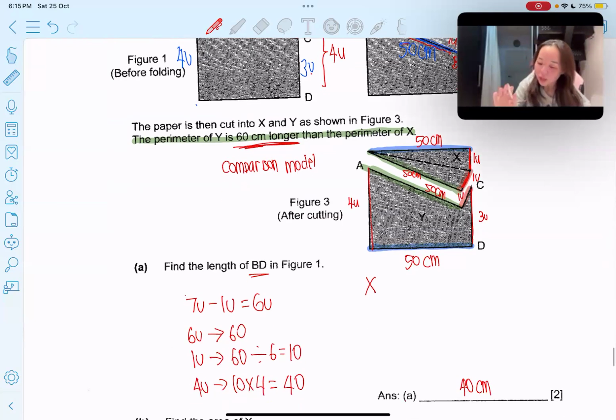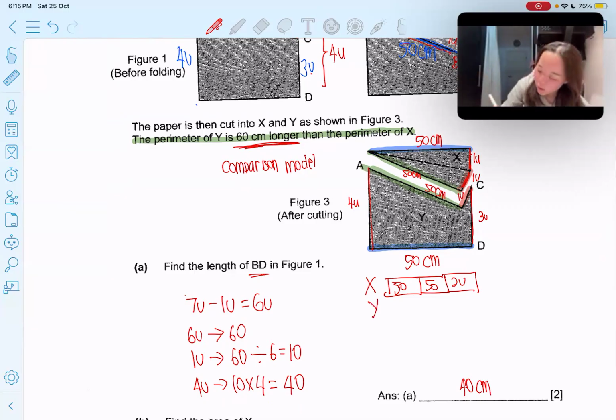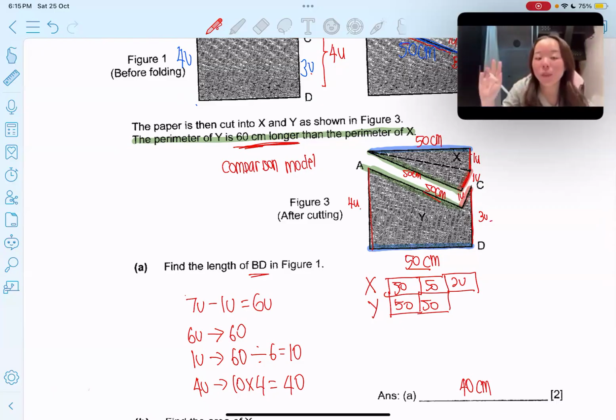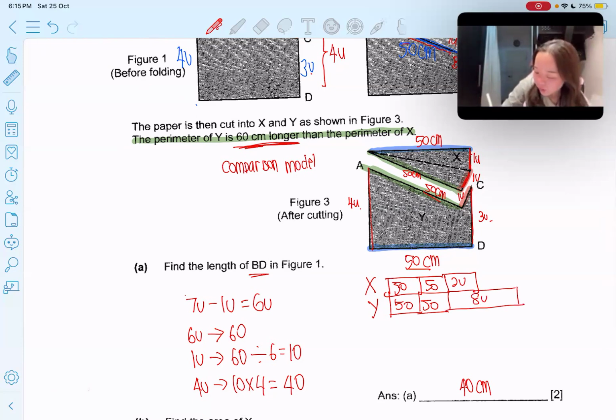So now x, what do I see? I see 50. I see 50. And I see 1 unit and 1 unit, which is 2 units. So in total I have 2 units. What about y? For y, I see 50, I see 50, here and here, 50, 50. And I see 4 units and 3 units and 1 unit. So 4 plus 3 plus 1 total is 8 units. And then my difference is 6 units.